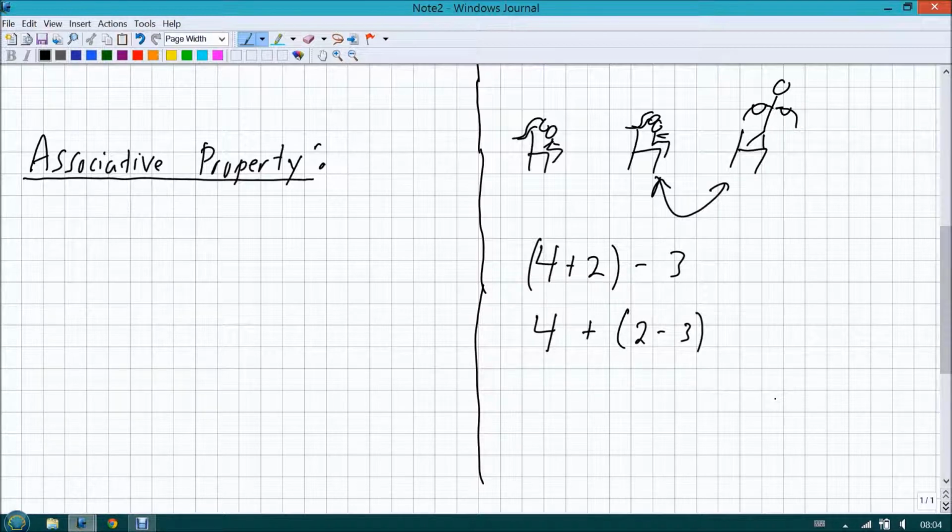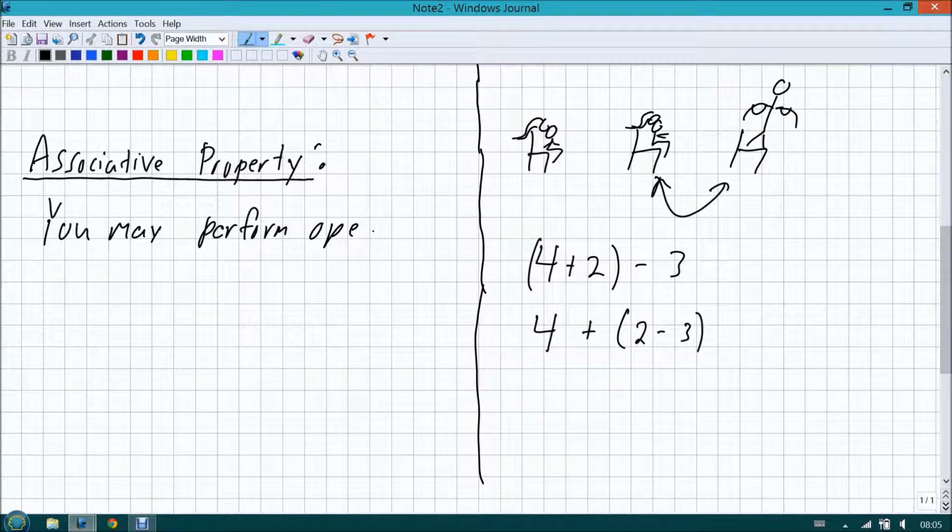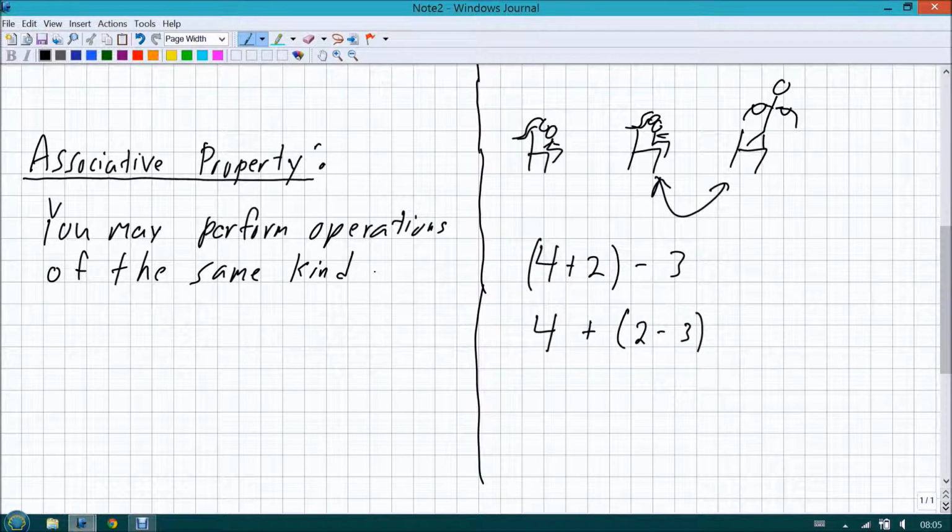So when we are doing the associative property, it is that you may perform operations of the same kind in any order.